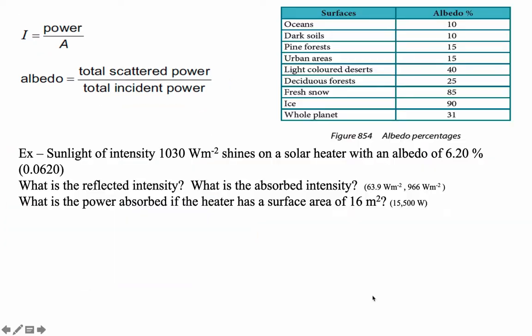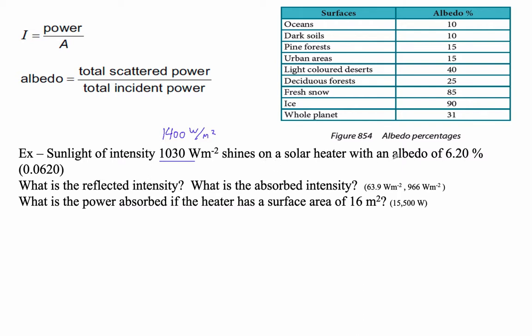Let's look at some example problems. These are really pretty simple. Okay. Sunlight with an intensity of 1030 watts per square meter, and that's a bright sunny day. Allegedly, roughly 1400 watts per square meter strikes the atmosphere, right? And then you can figure this out from the luminosity of the sun and the distance we are from it. This might be what makes it to the surface of the Earth, right? So they give that to us.